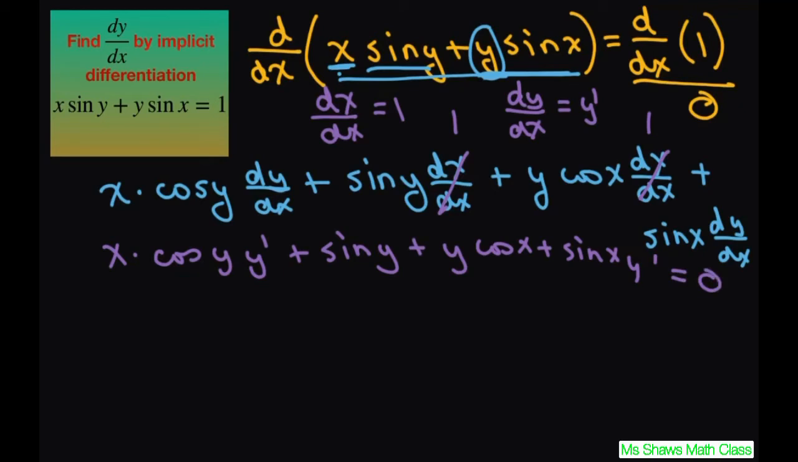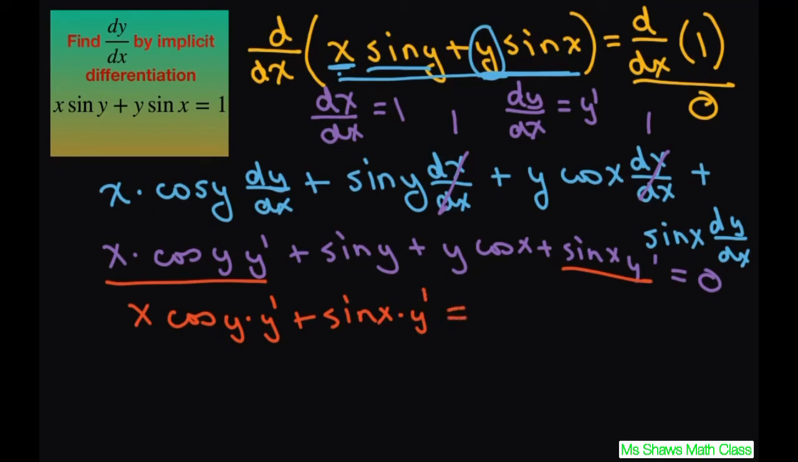Now that I have that, I want to group my y primes together. Anything with y prime in it. So when I do that, I'm going to get x cosine of y times y prime plus sine of x times y prime equals, and then these two are going to go on the right hand side. So you can get negative sine of y minus y cosine of x.